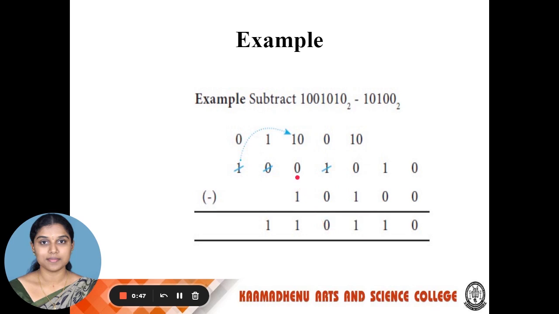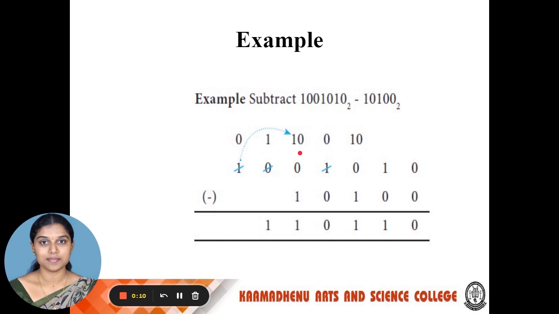Here also 0 minus 1, so we have to borrow from the nearest number. That number is also 0, so we look at another number. This is 1, so we can get a borrow from here. This 0 will get that borrow, so here it will be 10. Next, we get a borrow from this number, so here will be 1, here 10.